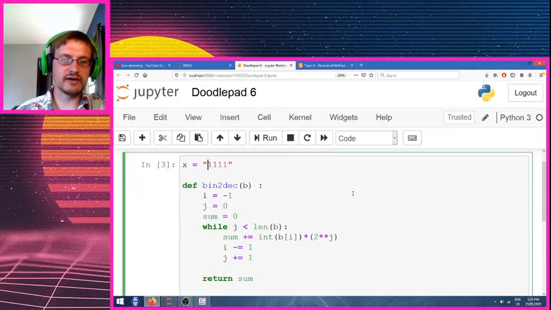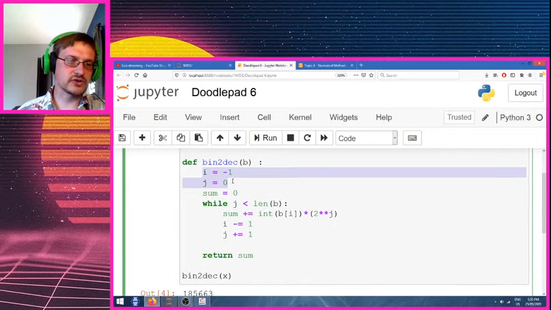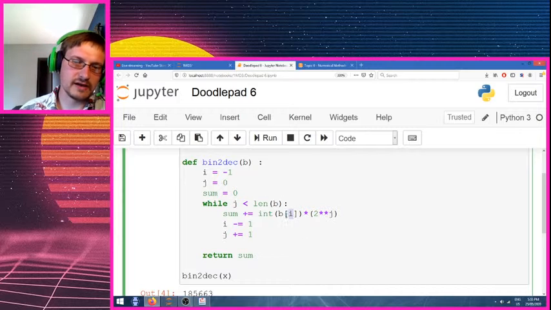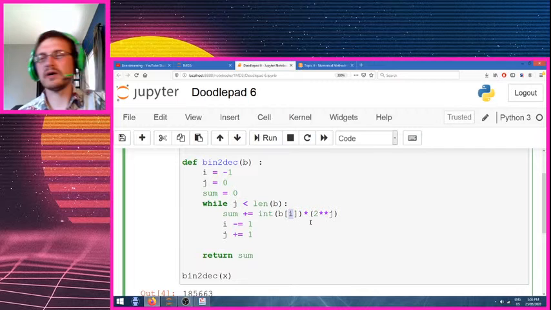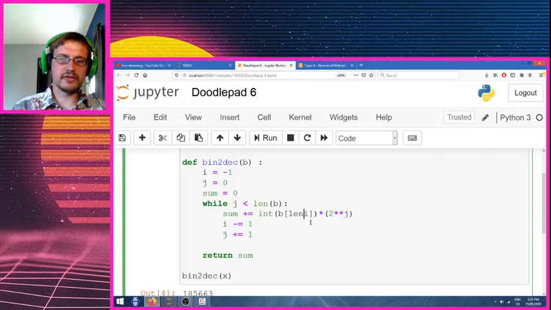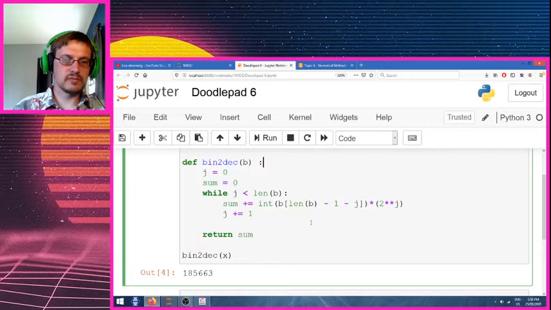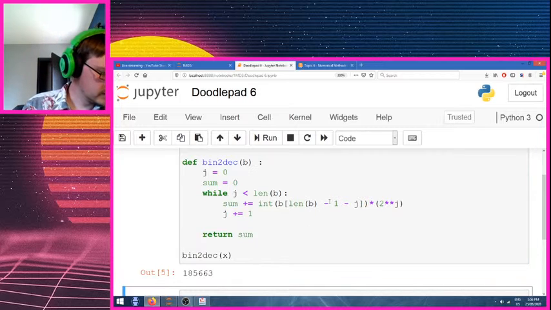So anyway, we now have a functional algorithm which converts binary numbers to decimal numbers. There you go. Notice I've got two counters going here, right? I've got one counting up and one counting down. In theory, I could write some mathematical expression in here, it would probably be the length of b minus 1 minus j or something like that, I think. And then we could get rid of i. Maybe that'll still work. It'll still work! There you go.